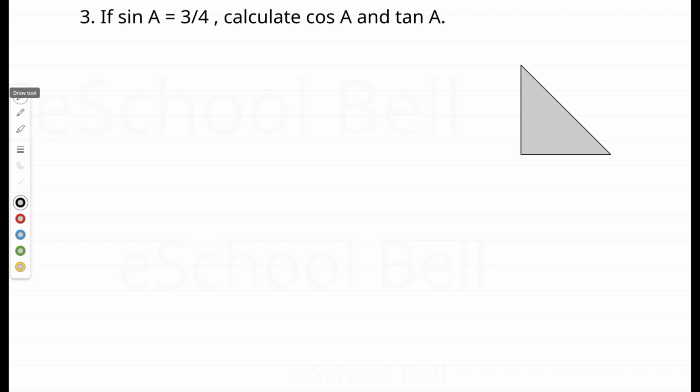Now he says sine A is equal to 3 by 4. So sine is basically opposite by hypotenuse. So if this is theta here, this is a right angle triangle, this is 90 degree. This is opposite, this is adjacent, and this is hypotenuse. So we'll name this as A, B, C.